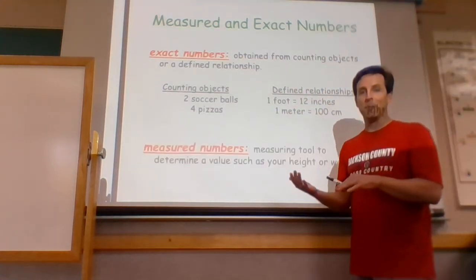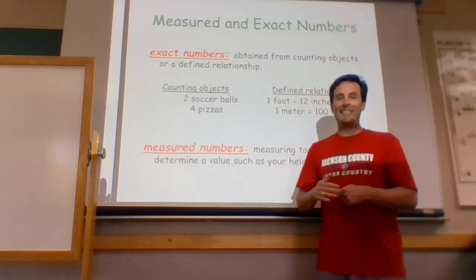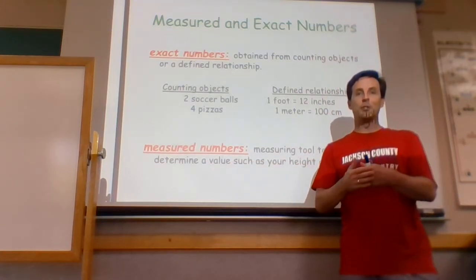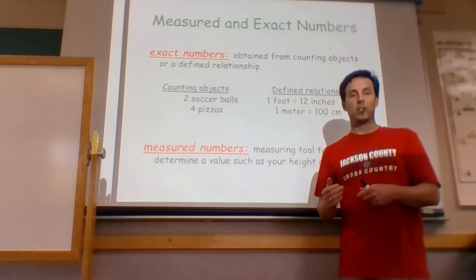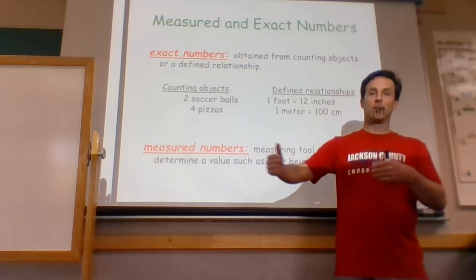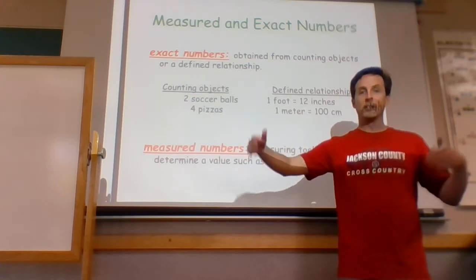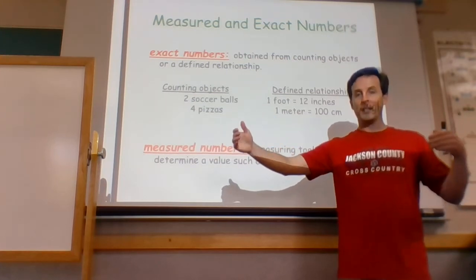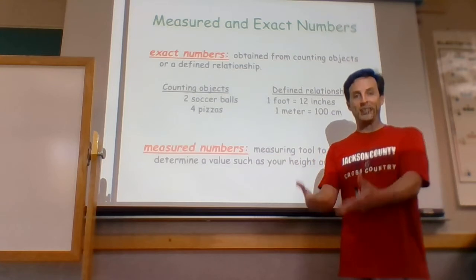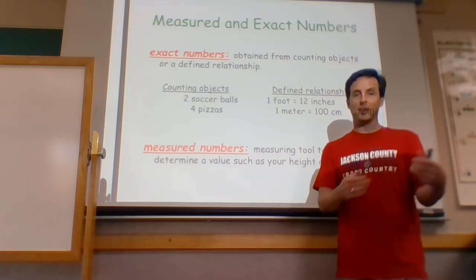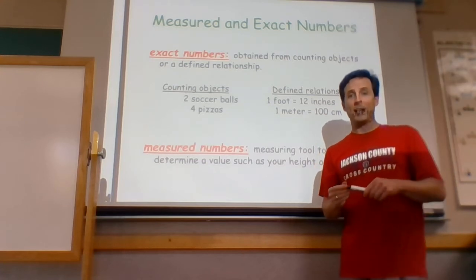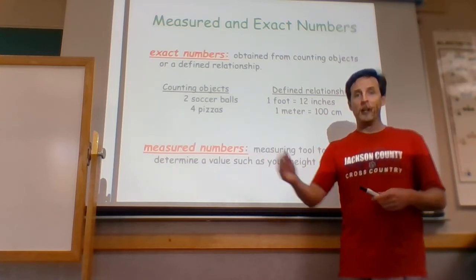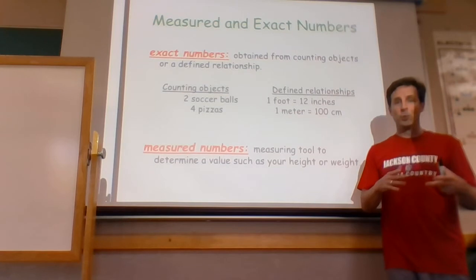the other type of number though is a measured number. Anytime I use a tool to measure a value, that's going to be a measured number. Okay, I can use a meter stick to measure how many centimeters or meters something is. That would be a measurement of length. I can weigh something and get grams or pounds, so that's the mass or the weight. I can use a clock to measure time. I can use a thermometer to measure temperature. There are a lot of different things I can measure with tools.